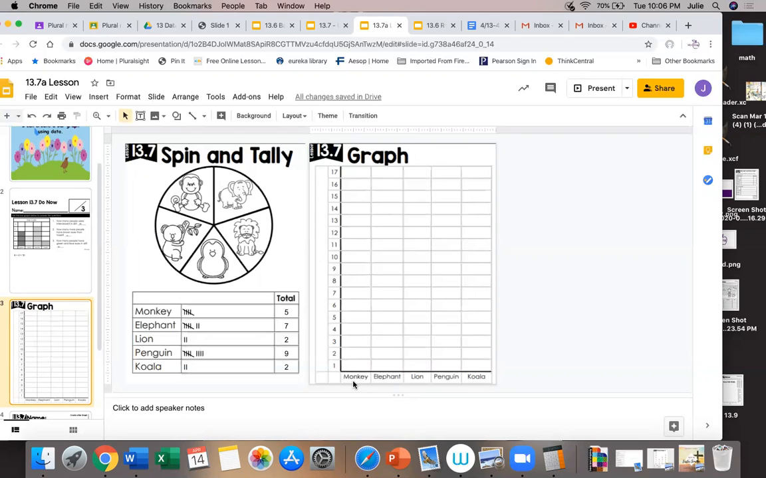They already did the categories for you down at the bottom. And here they have the axis labels and the scale. Please note the scale. We talked yesterday about the scale. The scale tells us how many each bar represents. So if I look at my scale, each bar represents 1.